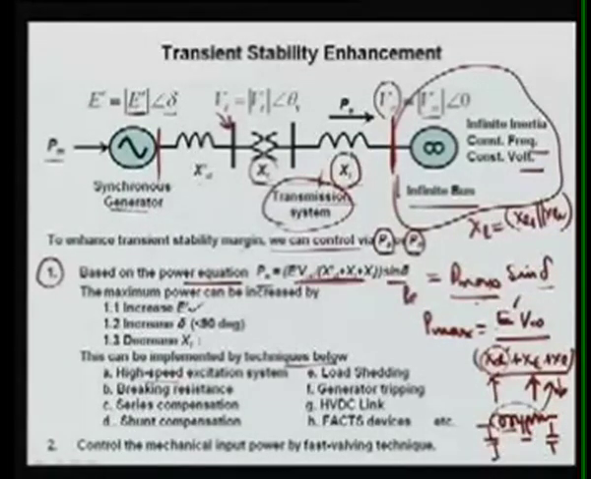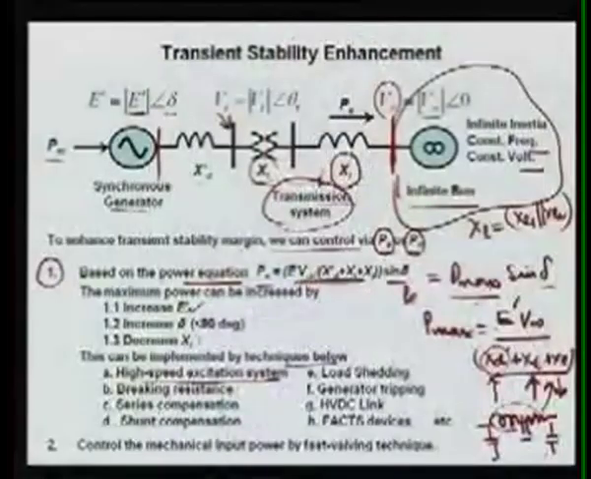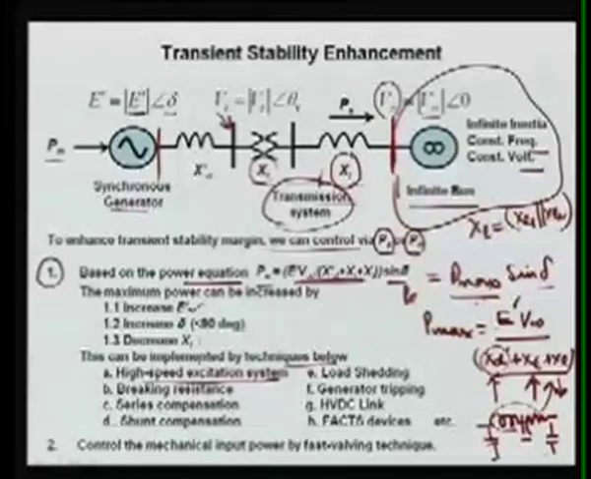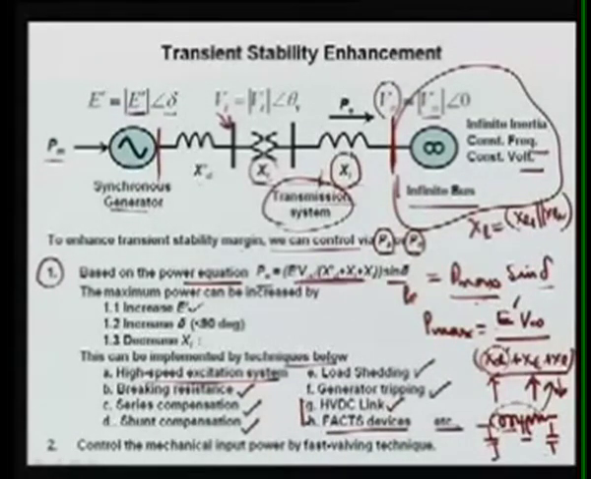First we can use a high speed excitation system, meaning that to increase this E prime effectively we require a high speed excitation AVR, that is an automatic voltage regulator. We can have some braking resistance, we can use some series compensation, some shunt compensation, some load shedding, generator tripping, an HVDC link, and some FACTS devices. We'll discuss FACTS devices again in module number 4, and we'll see all of these in that module. These, and several other techniques, can be implemented.